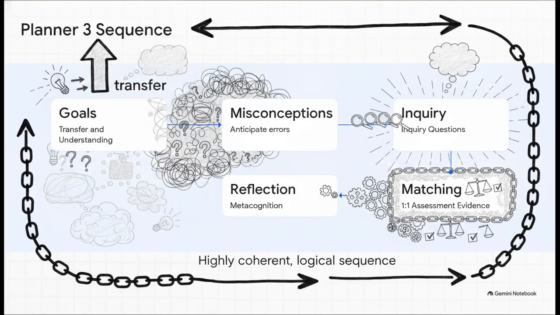Let's see how this builds an incredibly defensible chain. You start with transfer goals, move to your understandings, but then, and this is completely unique to this planner, you must anticipate student misconceptions before you even write your inquiry questions. Then, every single goal has to have a one-to-one matching assessment piece. Finally, you close it out with explicit metacognitive reflection. It is a highly coherent logical sequence.